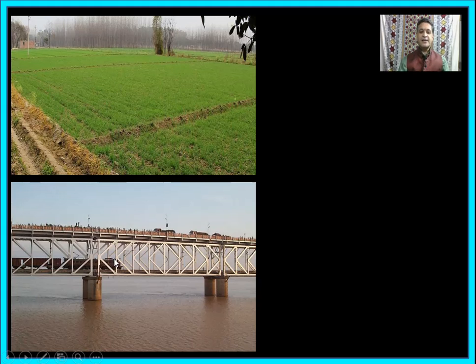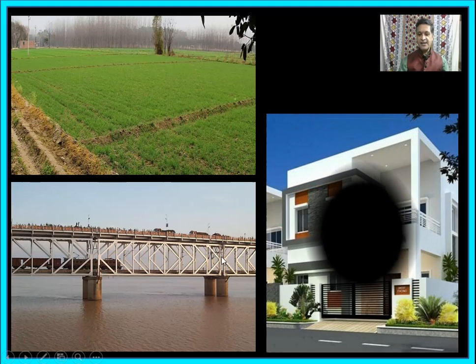Yes, you are right. This is a bridge, the rail cum road bridge on the Godavari river in Rajamahendravaram. So what are the shapes here? Observe these shapes. To construct a bridge, what are the shapes they used? Okay, and what is this?